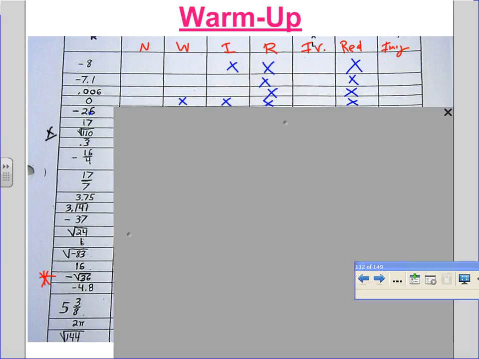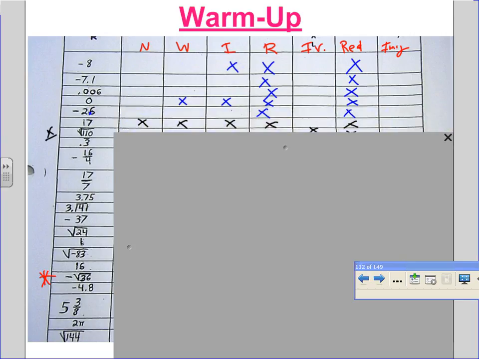-2.6, Skylar. Careful, it can't be integer because it's a decimal. Maybe you didn't know it was a decimal. Does it just look like -26 on yours? Okay, then we'll go with that. Never mind, Skylar, you're good. On my paper, it looks like -2.6. We'll go with -26. So integer, rational, real. You're good. 17, natural whole, integer, rational, real.